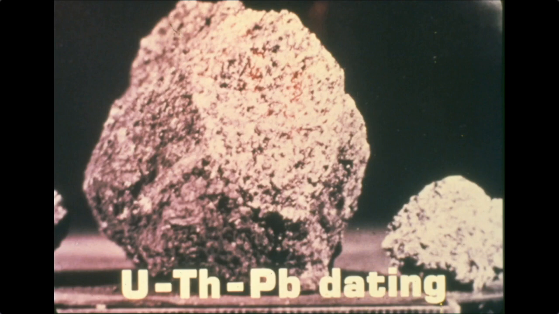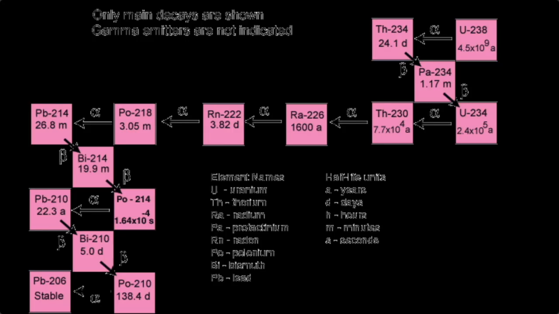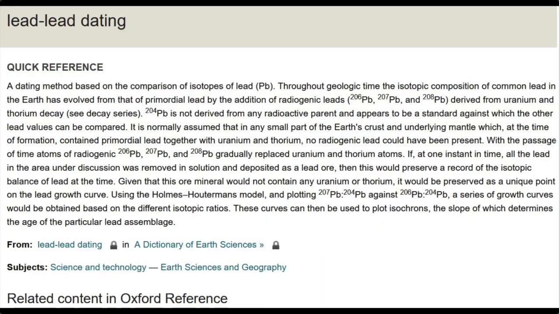Now, the most trusted radiometric dating method is uranium, thorium, lead. Let's see what the Oxford reference has to say about that method.